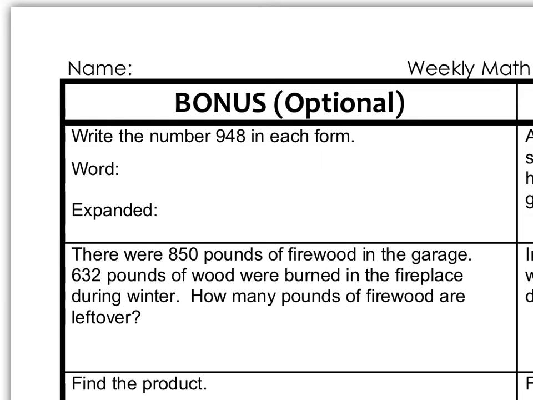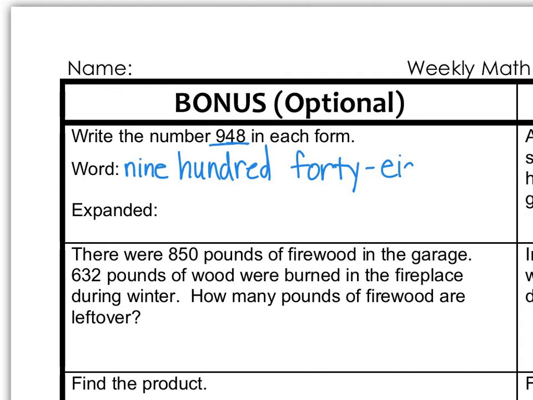Okay, this is the Wednesday homework check for the third grade level of quarter 4, week 3. We're going to start off with 948 in two different forms. The first is word form, so we have to spell everything correctly. 900. Now watch 40. It's F-O-R-T-Y hyphen 8, E-I-G-H-T. In expanded form, the 9 is worth 900, the 4 is worth 40, and the 8 is worth 8.